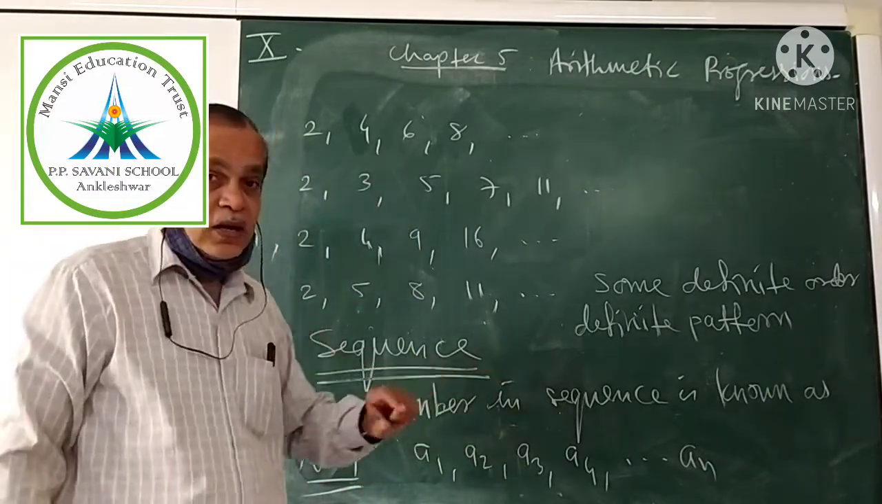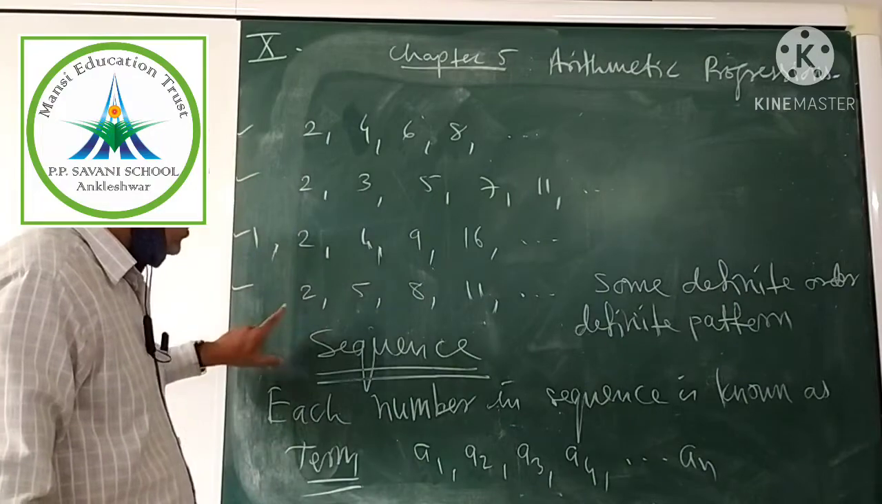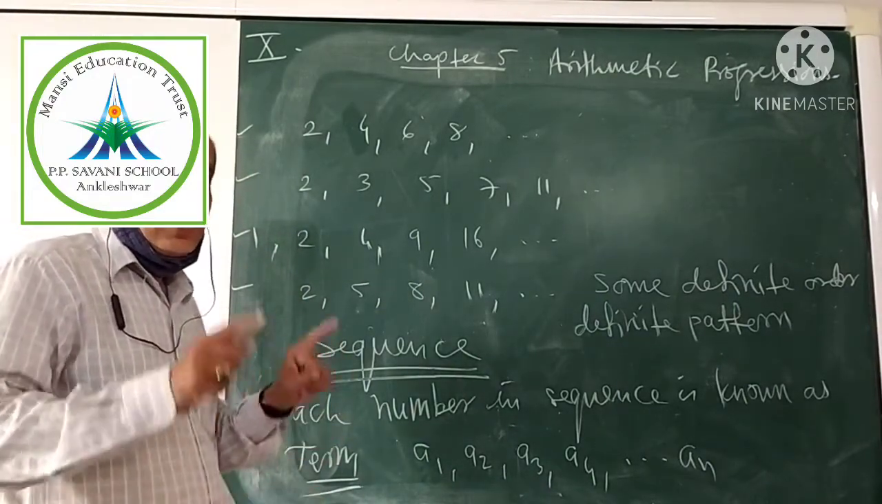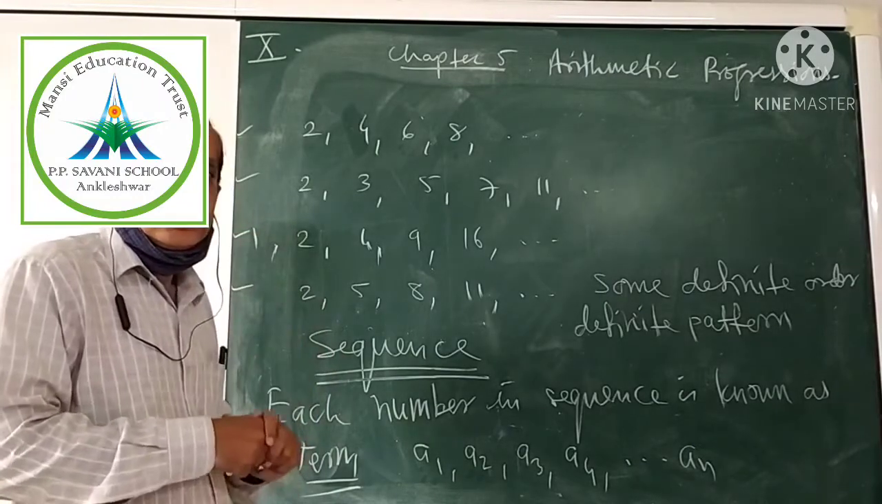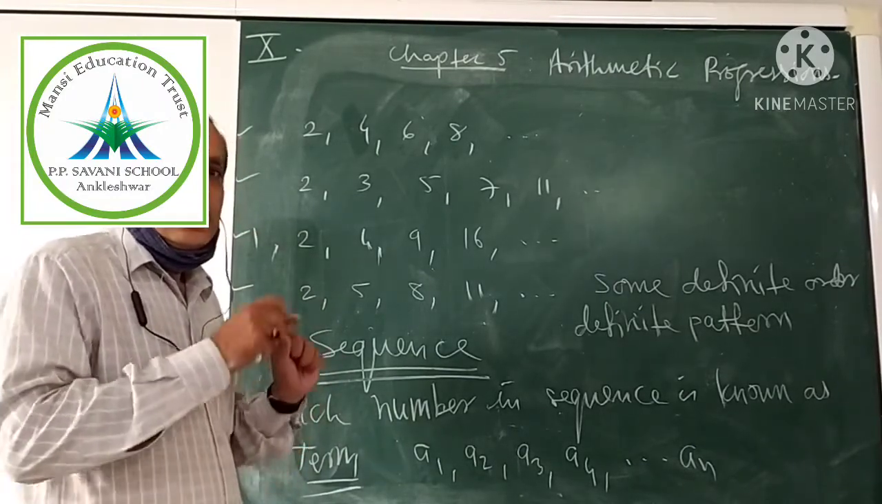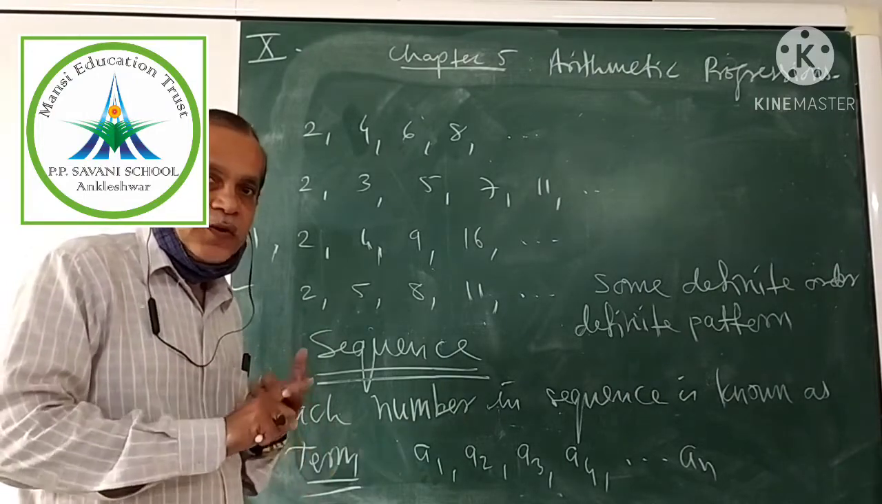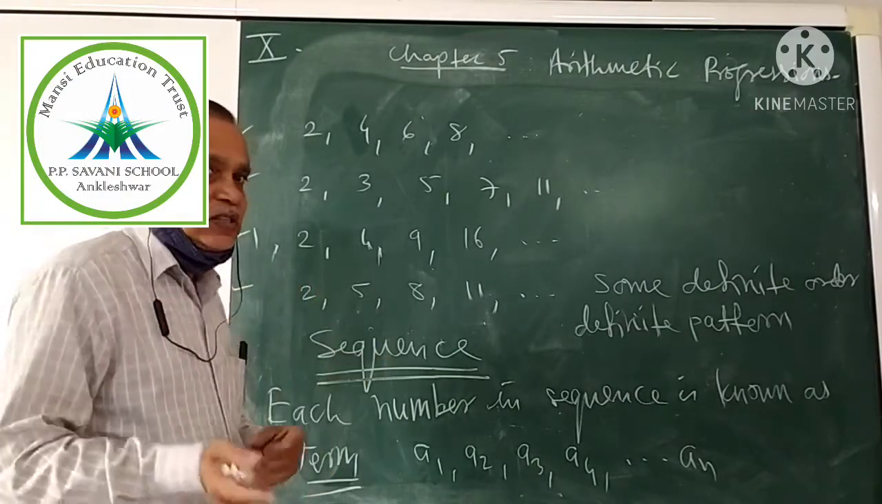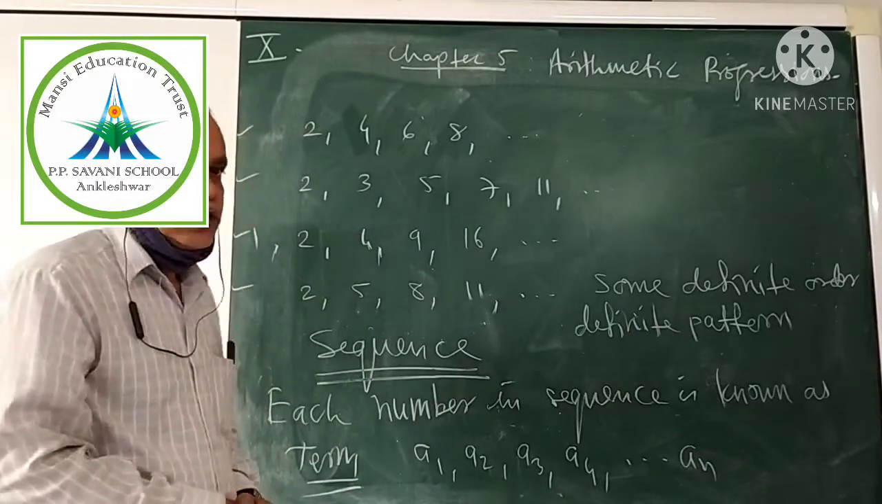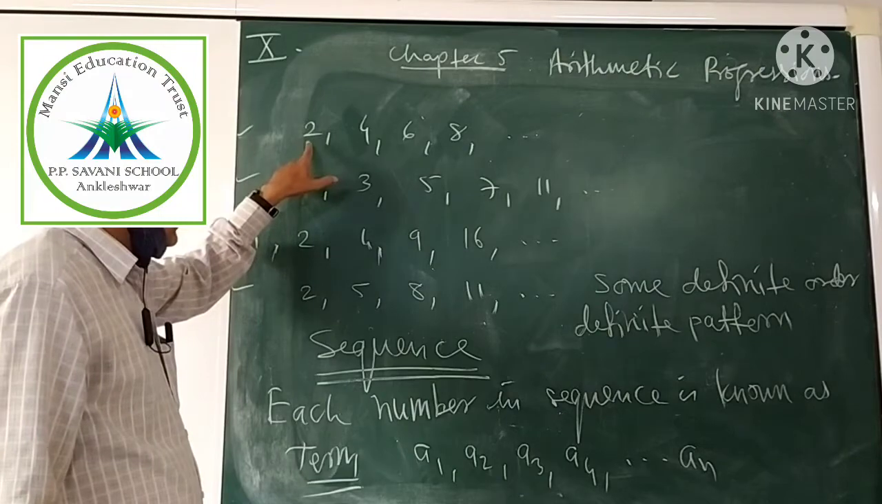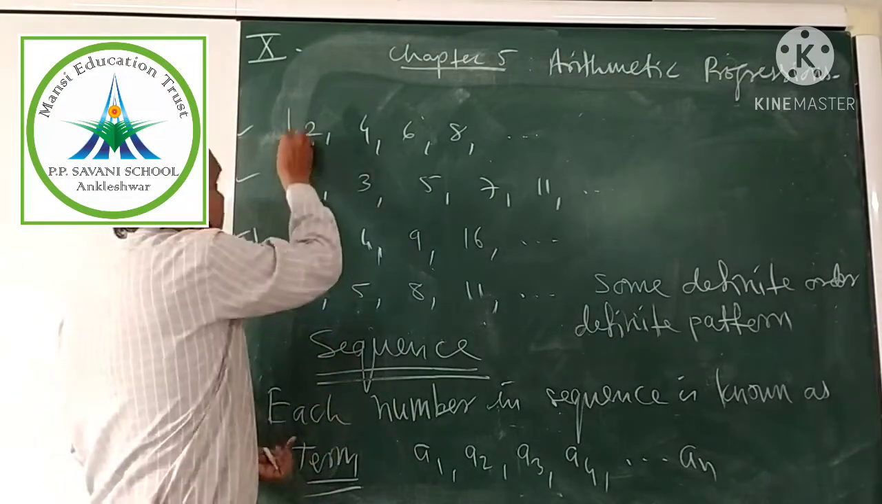Now, in all these examples, we understood one thing. They are satisfying some particular order. Numbers that satisfy a definite order are known as a sequence. Very simple. Now let us come back to the same examples. I am taking the first example.